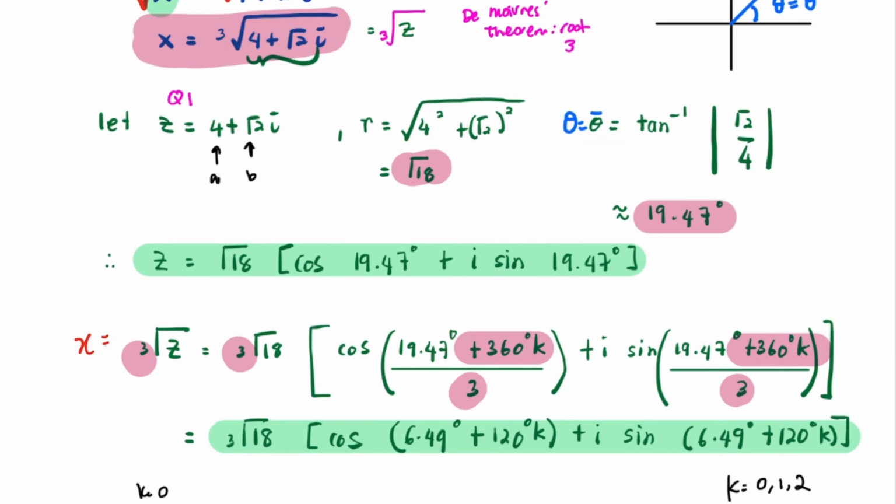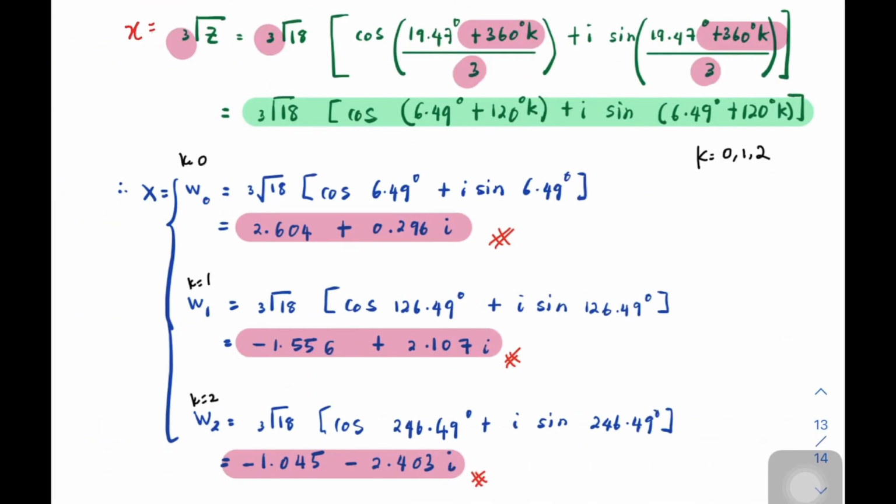Let's work out our k. Your k should be 0, 1, and 2. We need to stop here because we need to stop at n minus 1. So now let's rearrange our answer. For k equal to 0, your k here is 0. So this is your answer in polar form. In standard form, just use your calculator and then multiply it inside. So this is your answer for k equal to 0.